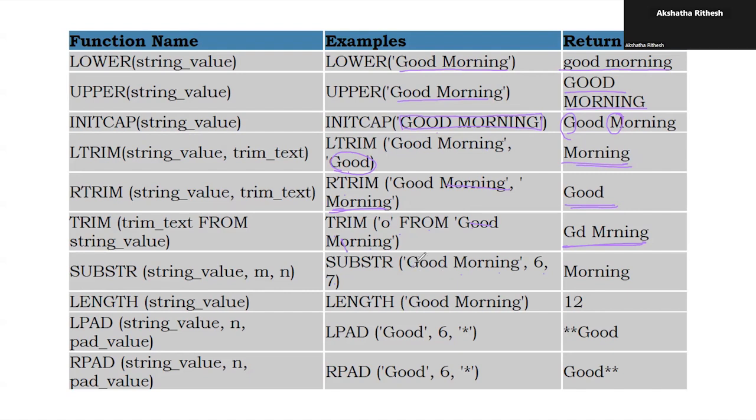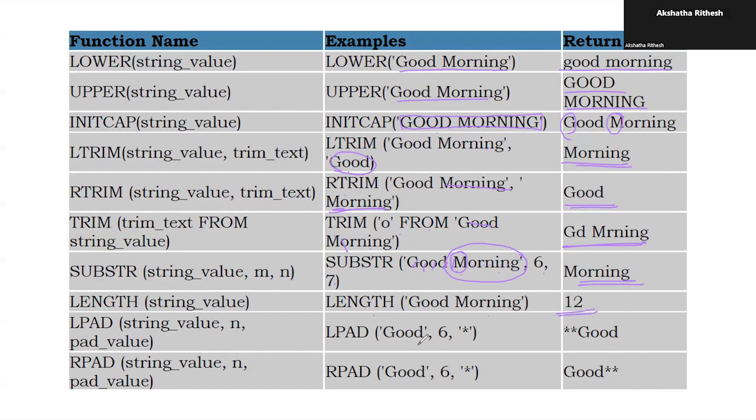Substring of good morning starting from 6 for 7 characters. 6 is 1, 2, 3, 4, 5, 6, so I'm starting from M for 7 letters: 1, 2, 3, 4, 5, 6, 7. Which means the entire word morning is going to be returned as output. Length of good morning is 12 characters.